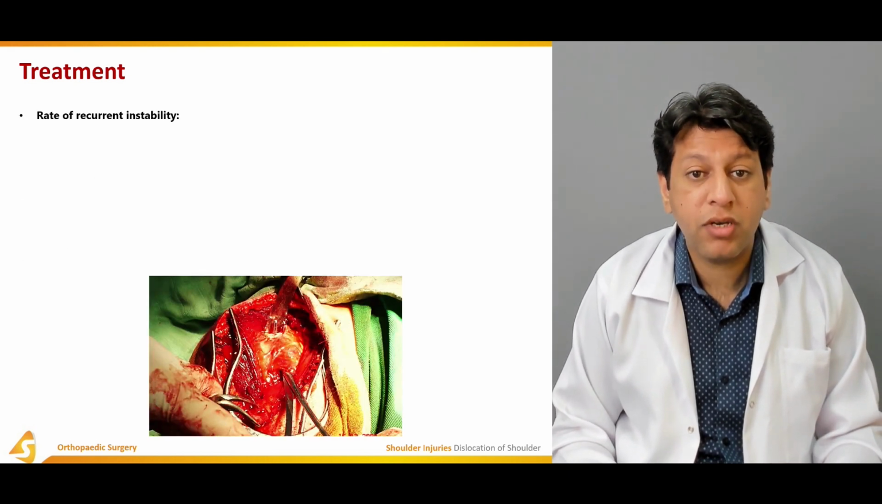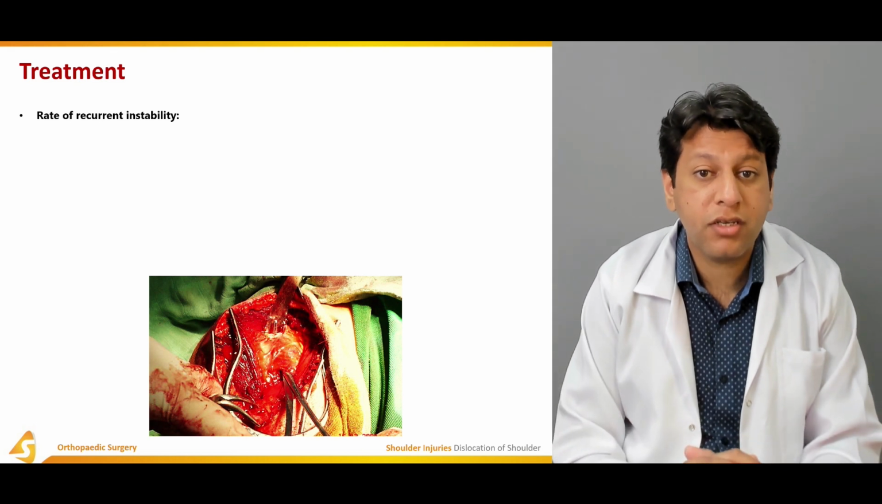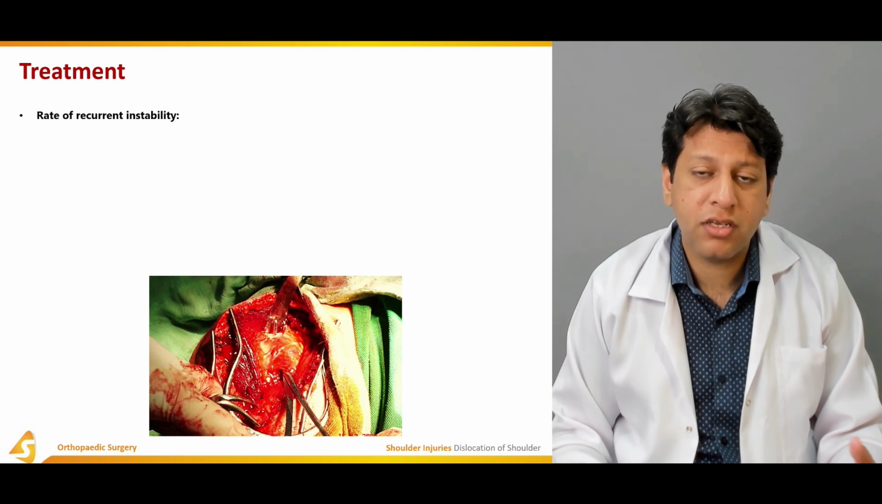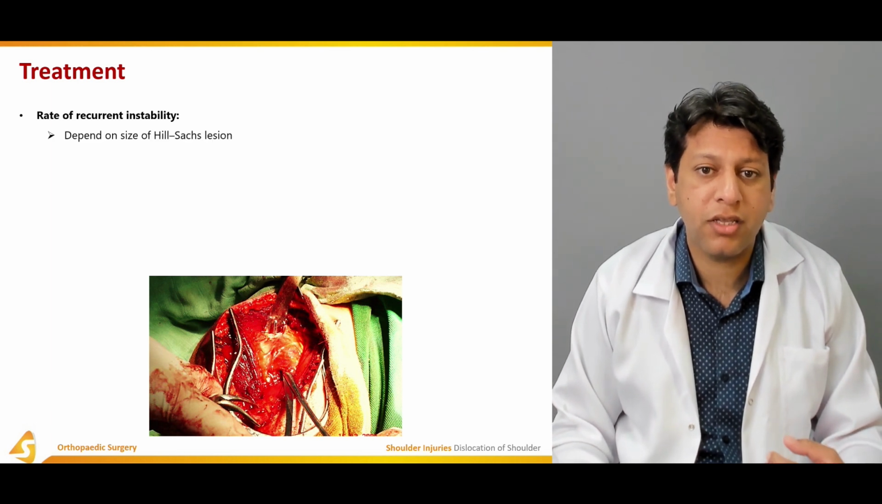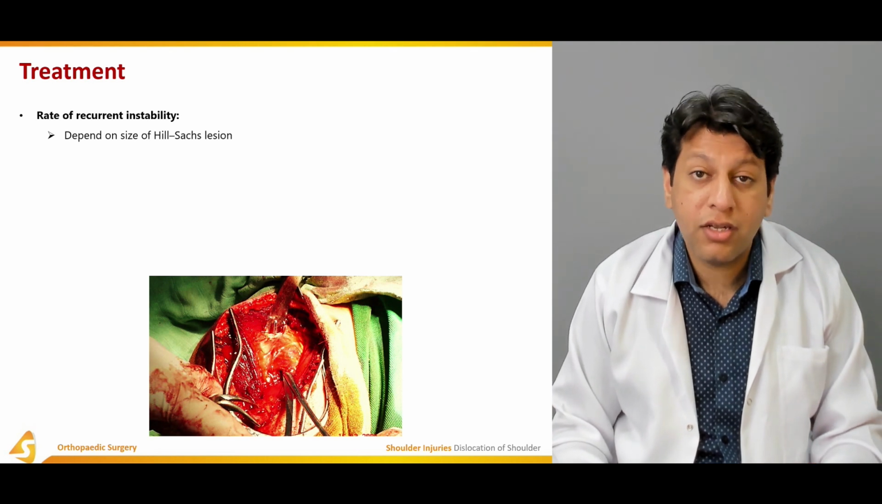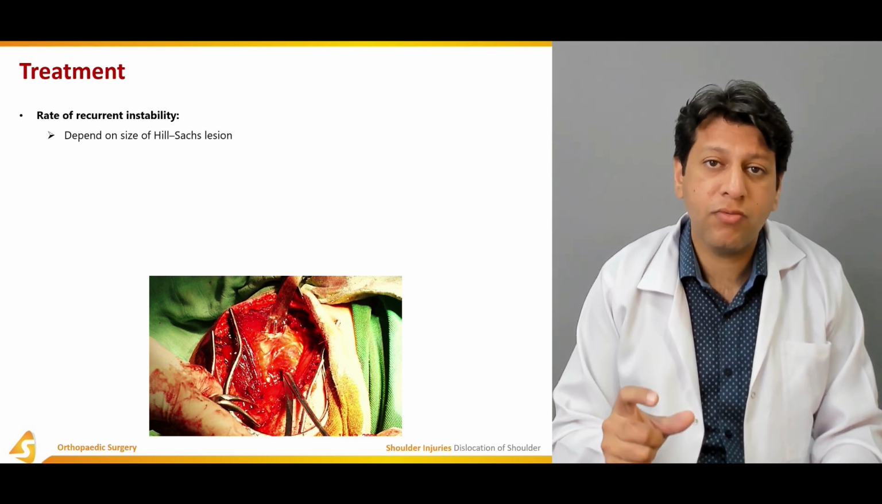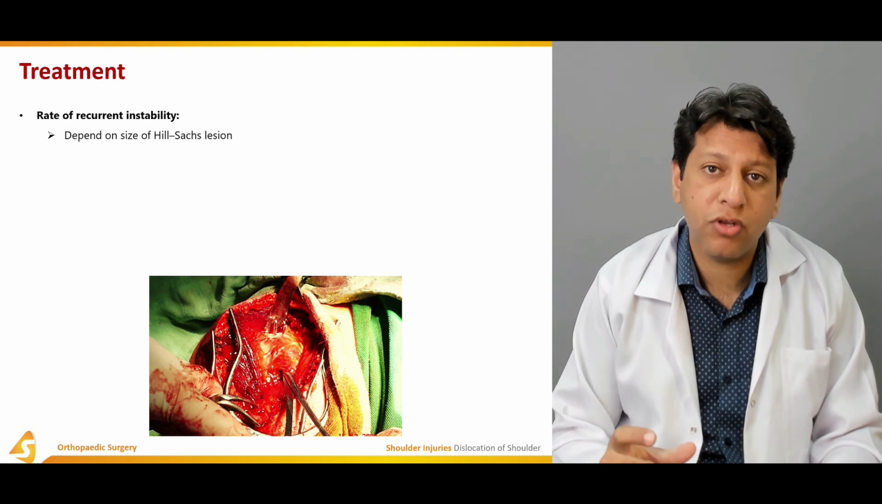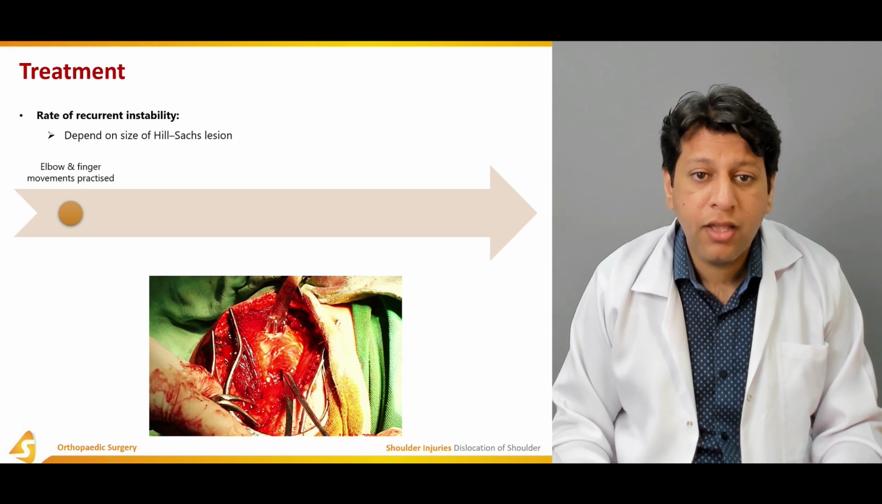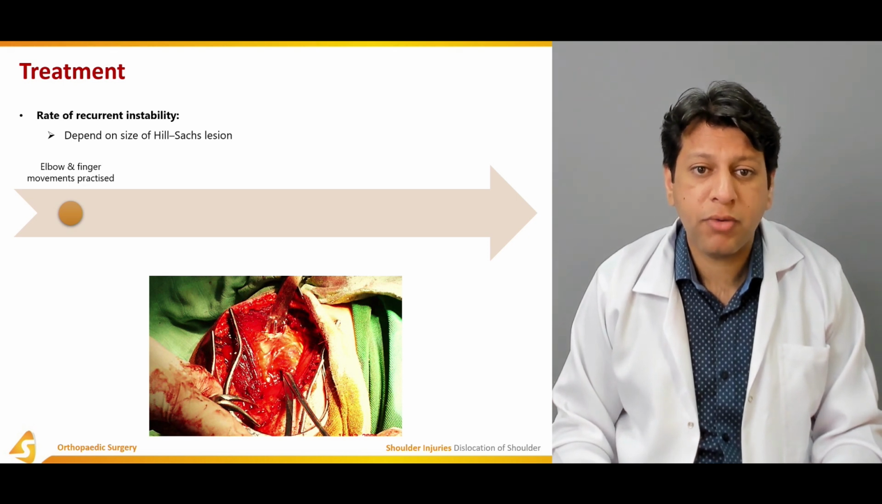Now coming to the treatment of recurrent instability, in the form of anterior instability or posterior instability, then we have to look at the Hill-Sachs lesion size. A Hill-Sachs lesion is a lesion which is formed in the posterior lateral aspect of the humeral head due to recurrent dislocations. Usually elbow and finger movements are practiced.